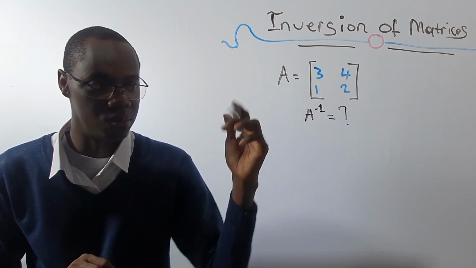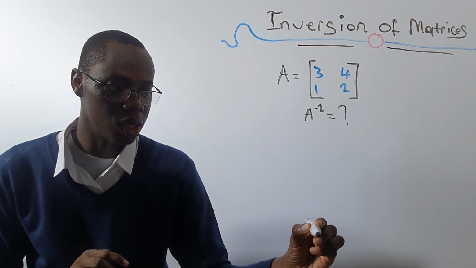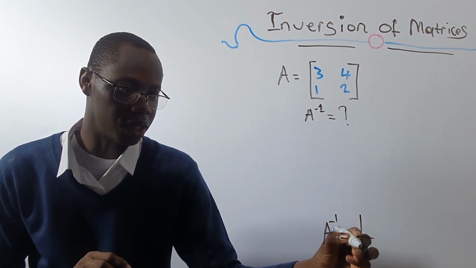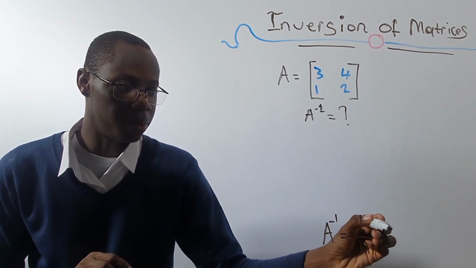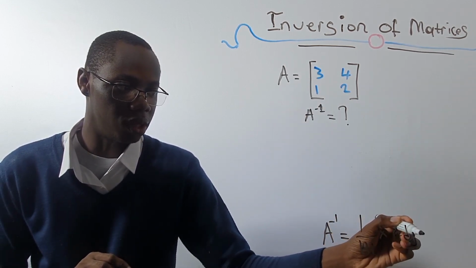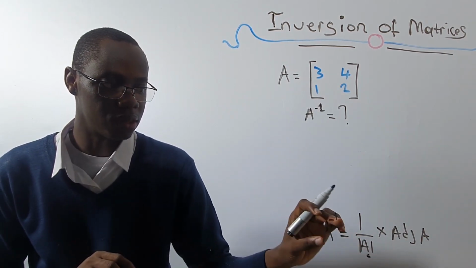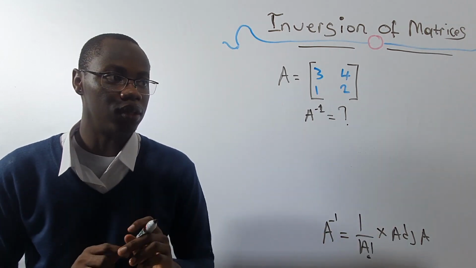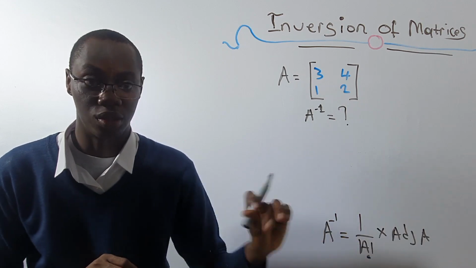What is the inverse of this matrix? So the first thing to do is to state the inverse formula. So we know that the inverse of a matrix is always going to be 1 over the determinant of this same A multiplied by the adjoint of A. So now all we need to do is find the determinant of A and then the adjoint of A. So let's go ahead and look for the determinant, and then we'll look for the adjoint of A.